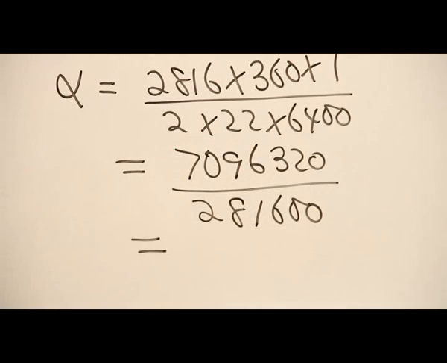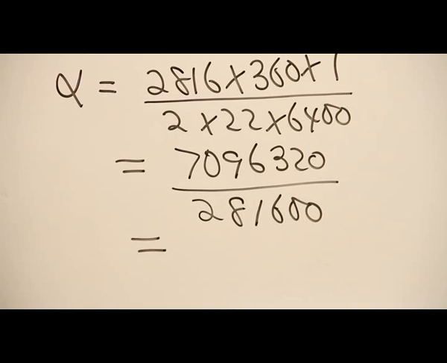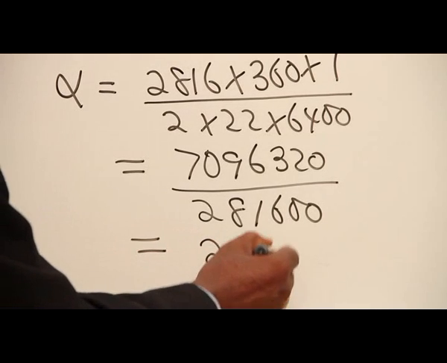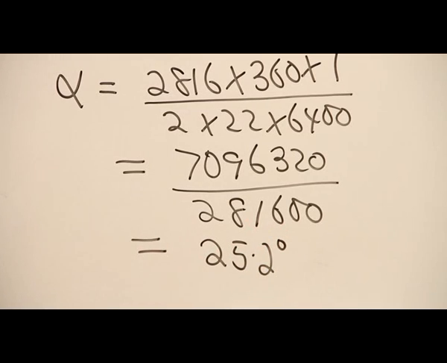Now, dividing this, we now have the following. We divide 7096320 divided by 281600, and this will give you 25.2, and alpha is in degree, and that will be the value.